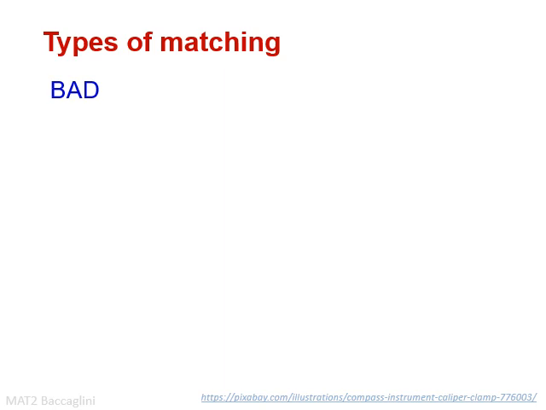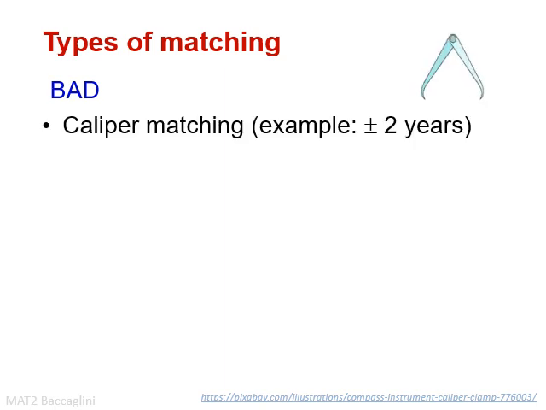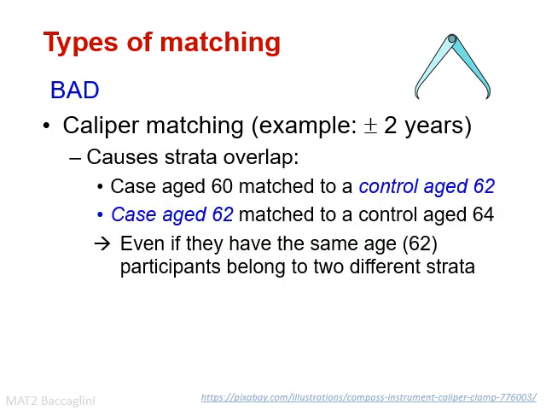What are bad types of matching? Caliper matching is a really bad type. For example, saying that your cases are 50-year-old or 60-year-old, and then you match a control plus or minus 2 years.